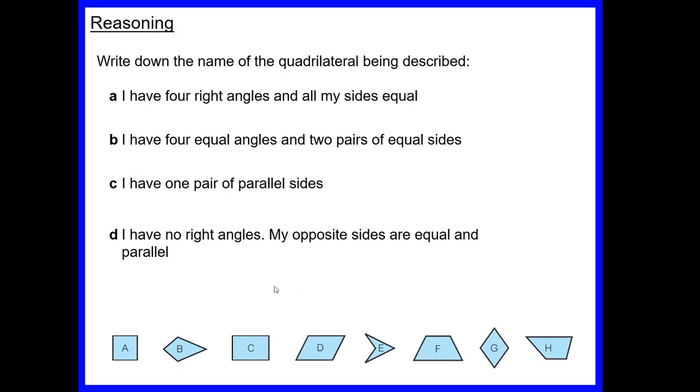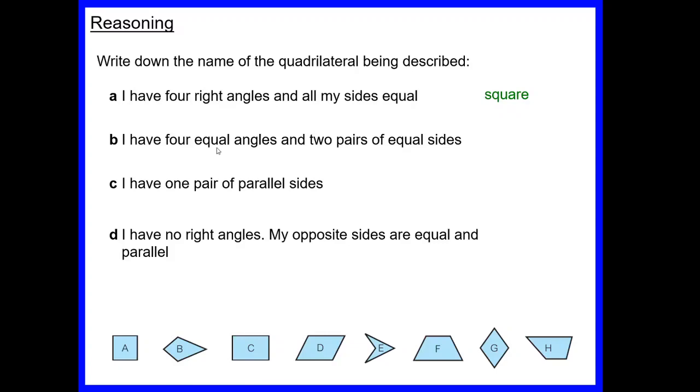Alright, so our first one then, I have 4 right angles and all my sides equal. So if we have a look at the shapes down here, shapes with 4 right angles. Well, we've got shape A, which was our square. We've got shape C, which is our rectangle. They're the only 2 that have 4 right angles, and we want the one with all the sides equal, so that's going to be the square.